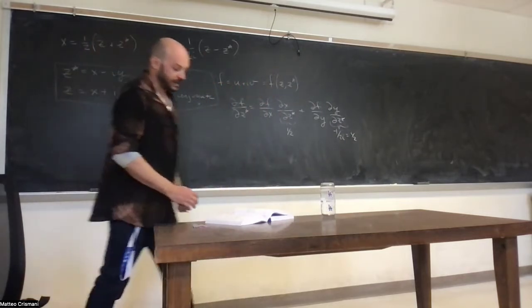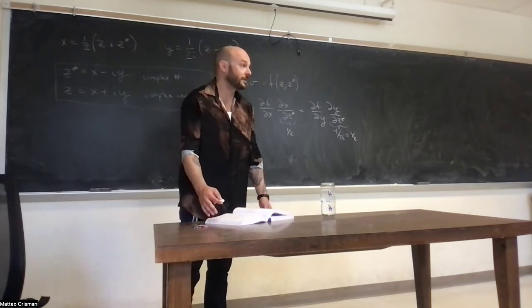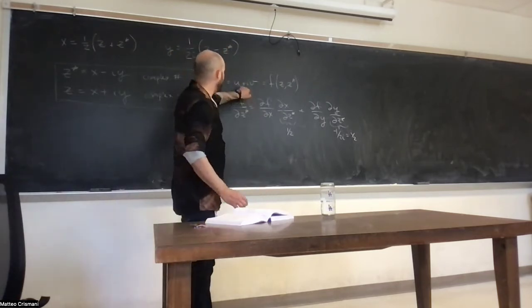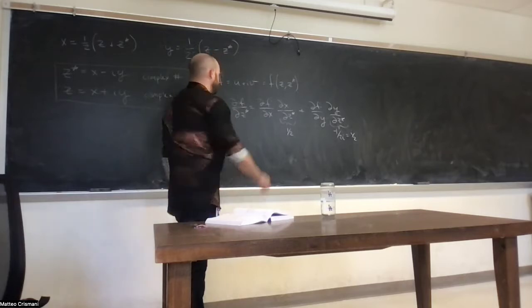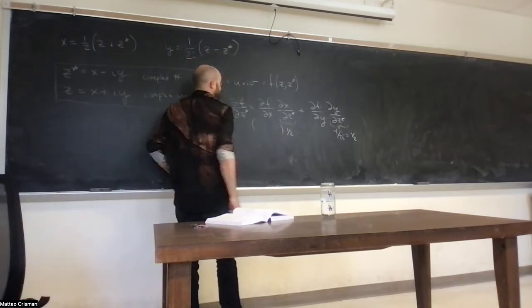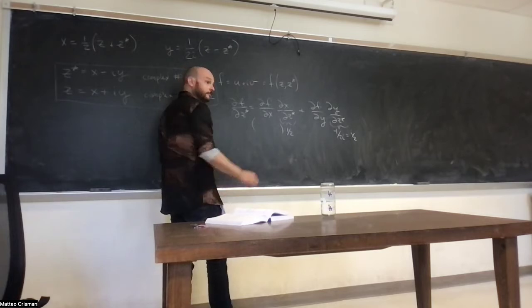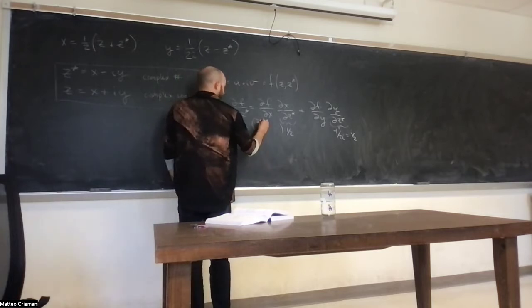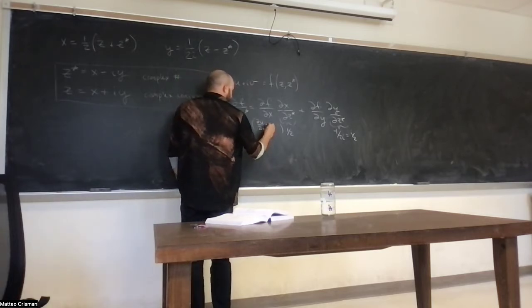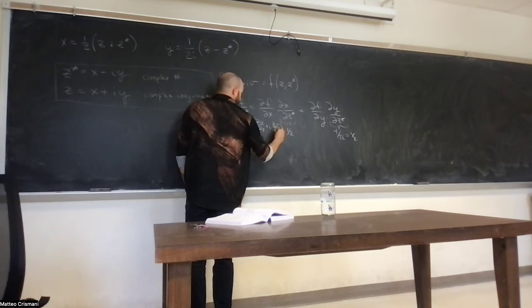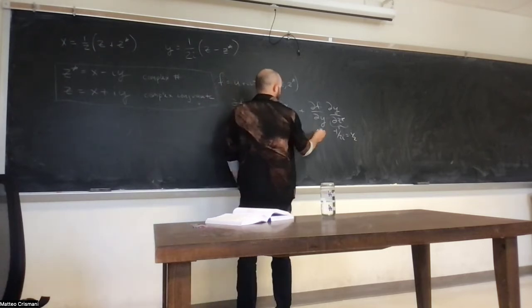Okay, good. So now let's rewrite. Let's take f. We know what f is, and let's apply the derivative. So what's this piece here? That'd be du dx. Correct. Plus i dv dx. Good. And then this one here is what?